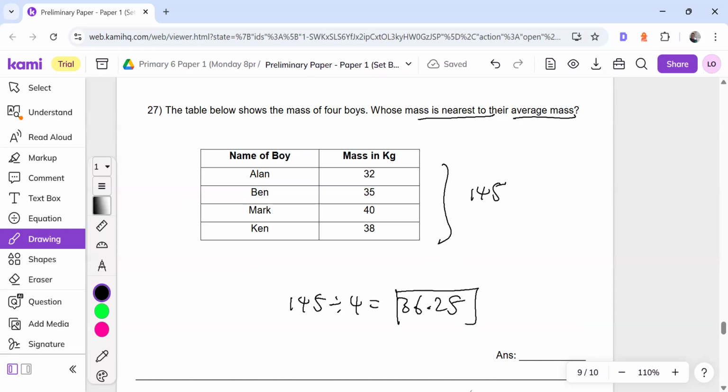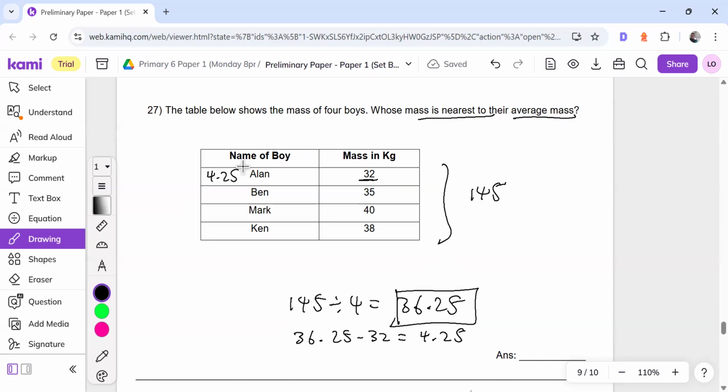This is the average. Whose mass is closest to the average? Now you cannot guess and check. You can't think, oh, I think Alan is closer. You will have to prove it. How do you prove it? Look at Alan, 32. Then what must you do? You must go and take 36.25 minus 32 to find the difference. So the difference is 4.25.